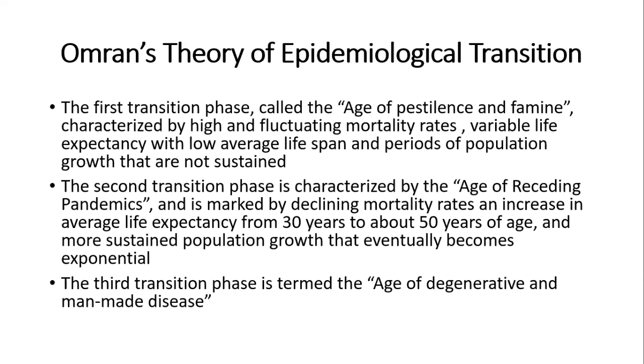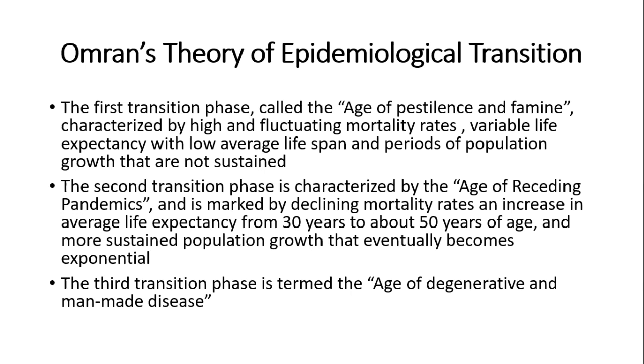The first transition phase is called the age of pestilence and famine, characterized by high and fluctuating mortality rate, variable life expectancy with low average lifespan, and periods of population growth. As I said, during this transition phase, life expectancy was very low.